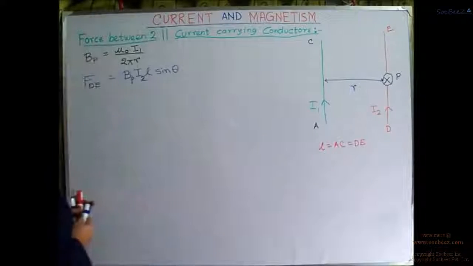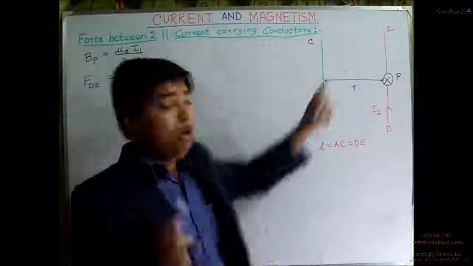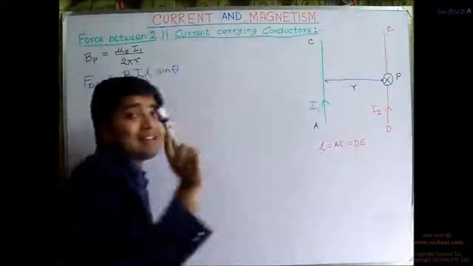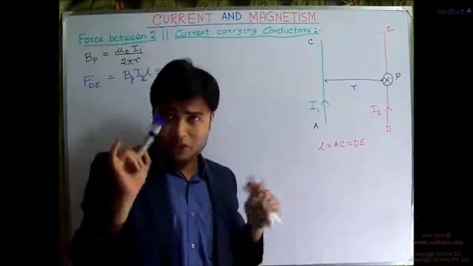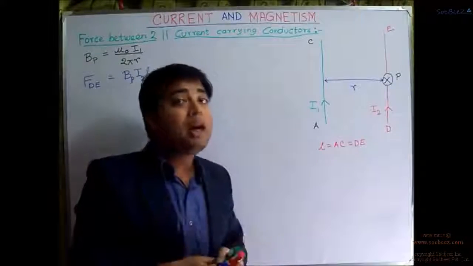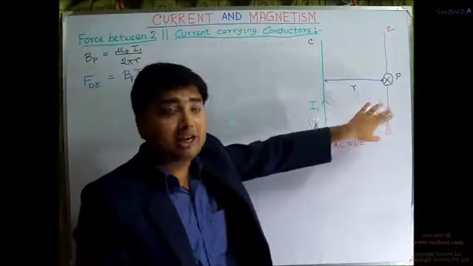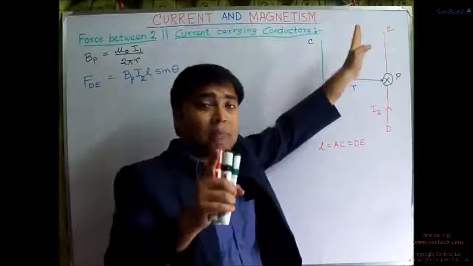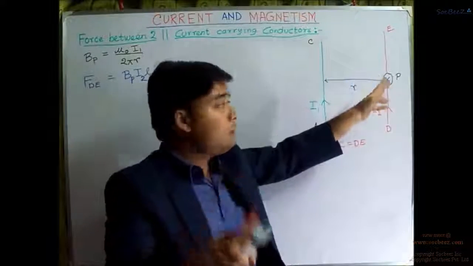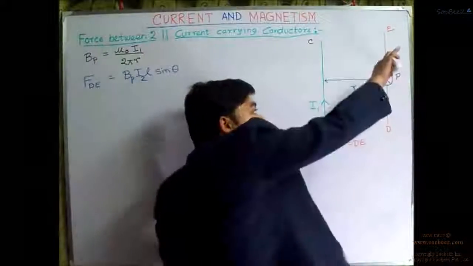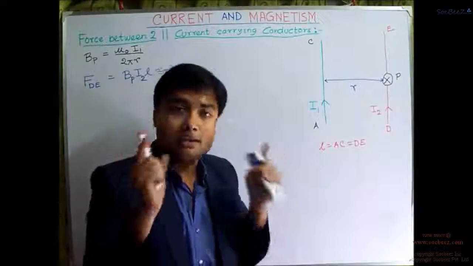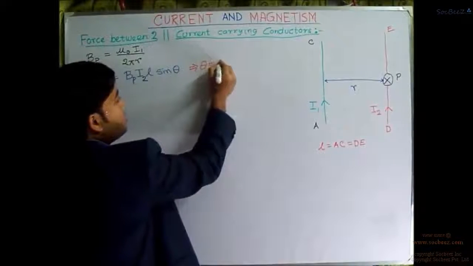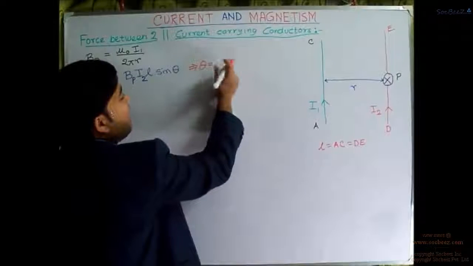So this F of DE will be equal to BP multiplied by I2 multiplied by the length and sine theta. What is the theta? If we could remember, the theta was the angle between the length and the magnetic field. The length over here is taken as the direction of this I, so the length is in this direction. The angle made between the length and the magnetic field is theta. Length is in this direction and B is penetrating right inside. So what will be the angle? Simply 90 degrees. So over here we could say that this theta is equal to 90, or we could state it as pi by 2.